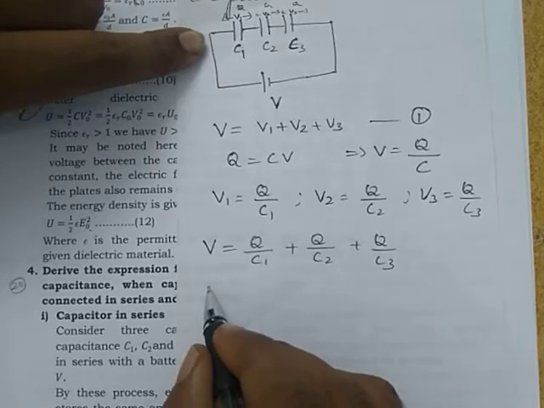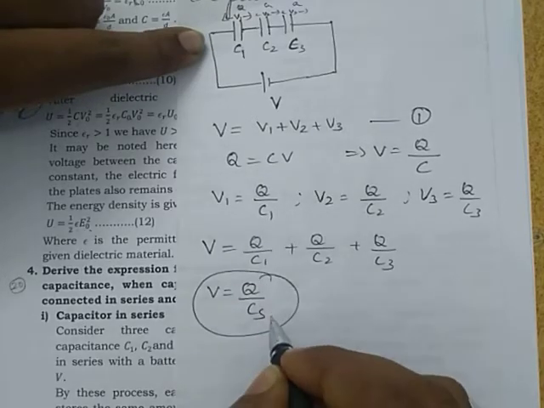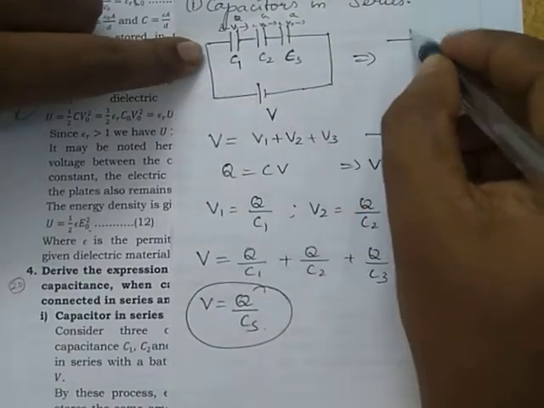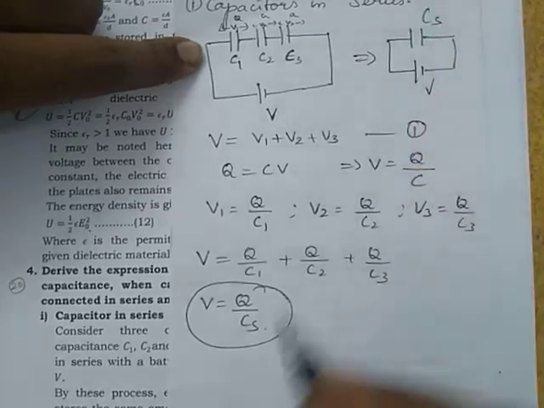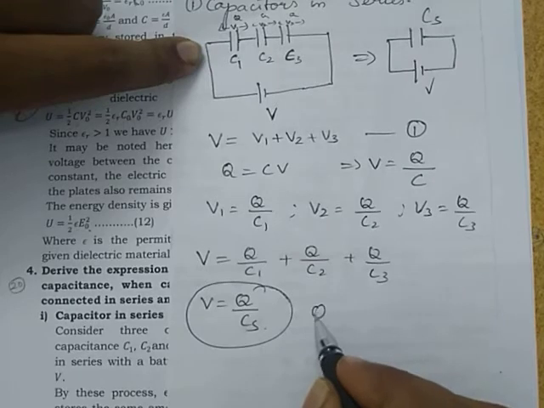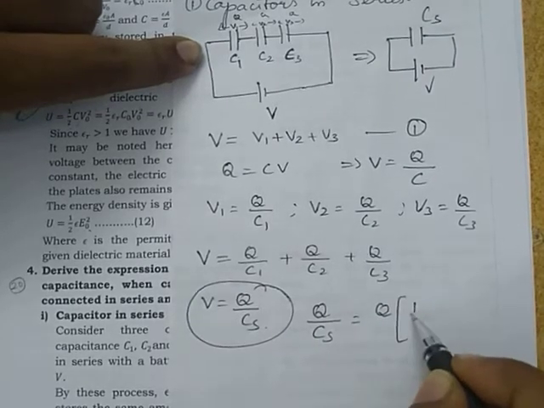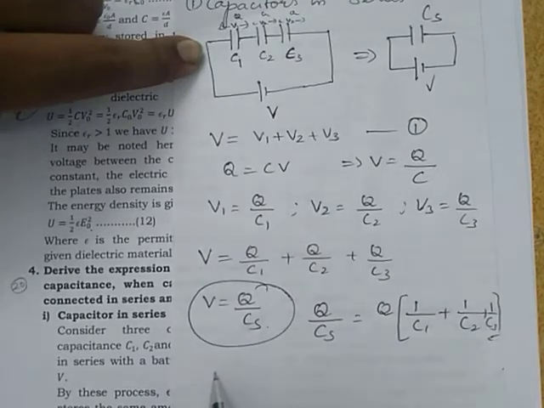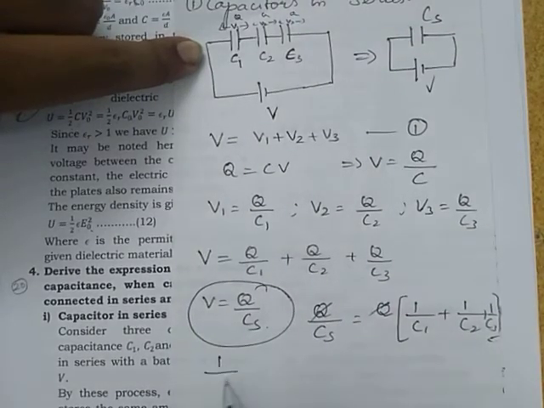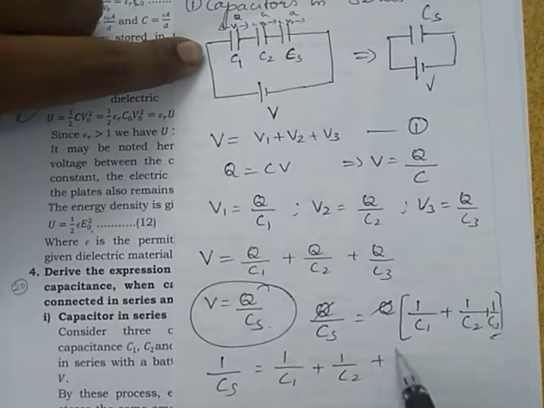We know V is equal to Q by Cs. Here Cs is the effective capacitance of these three capacitors. We can write Q by Cs is equal to Q times 1 by C1 plus 1 by C2 plus 1 by C3. Then Q cancels, and we get 1 by Cs is equal to 1 by C1 plus 1 by C2 plus 1 by C3.